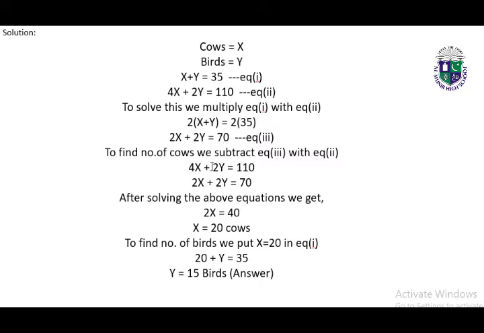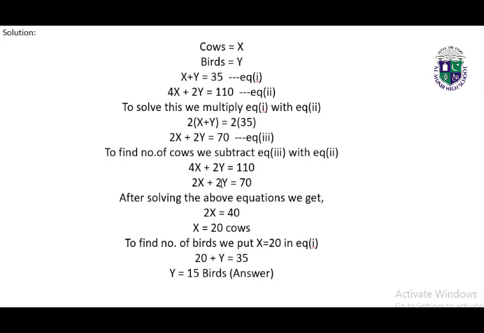To find the number of cows, we first subtract equation number 3 from equation number 2. So 4x plus 2y is equal to 110 is our equation number 2. 2x plus 2y is equal to 70 is our equation number 3. After subtracting, we change the signs of the second equation. We will get 2x is equal to 40 because 4x minus 2x is equal to 2x.